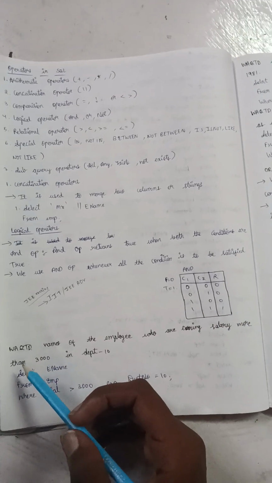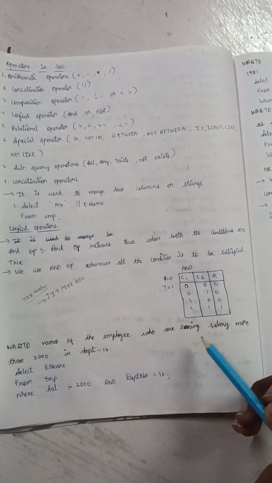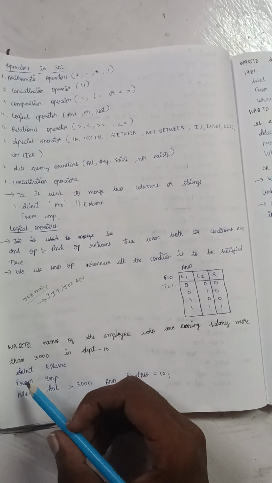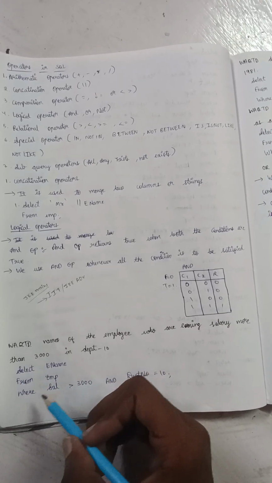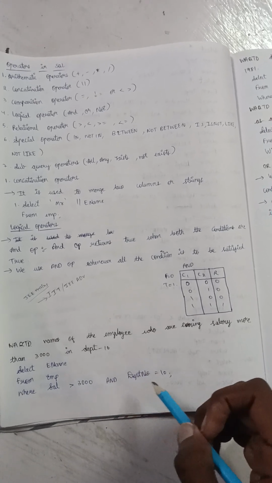Now we want to write a query. Write a query to display names of the employees who are earning salary more than 3000 in department 10. Select ename from EMP where salary greater than 3000 and department number is equal to 10.